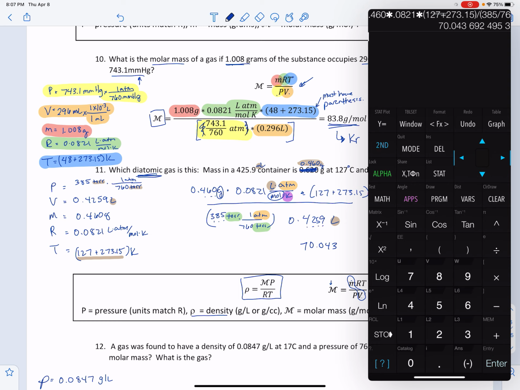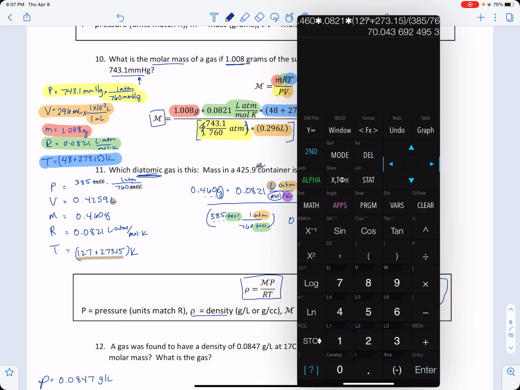And if you're wondering about sig figs, I have 1, 2, 3 here, 1, 2, 3 here, 1, 2, 3, 4. When I add those together, I'm going to have at least 3. So I'm going to say that my sig figs on that number are just 70.